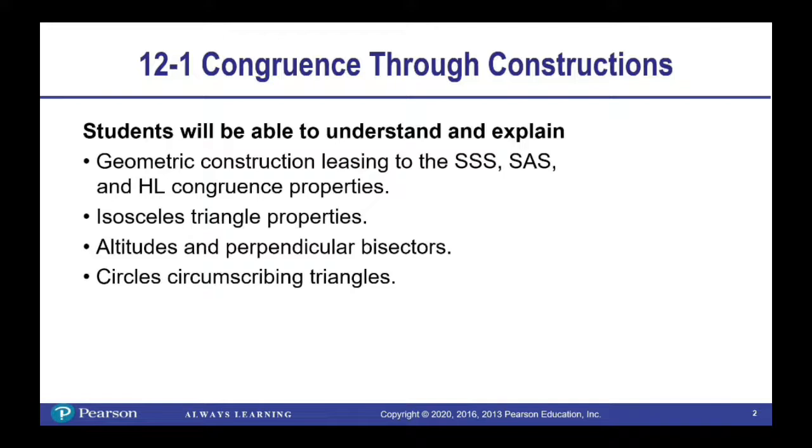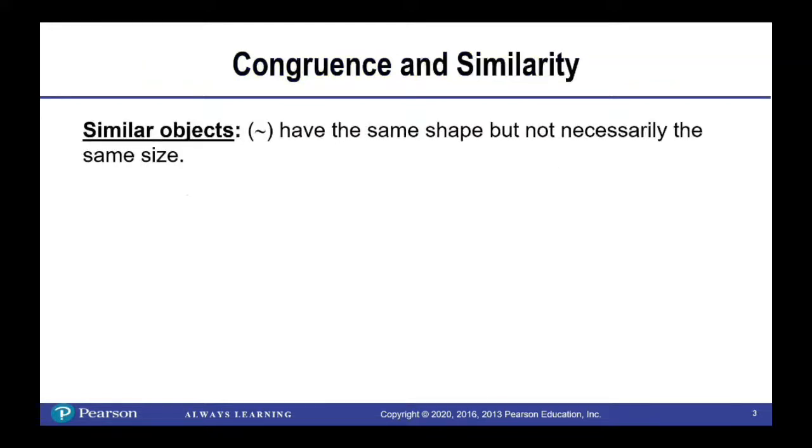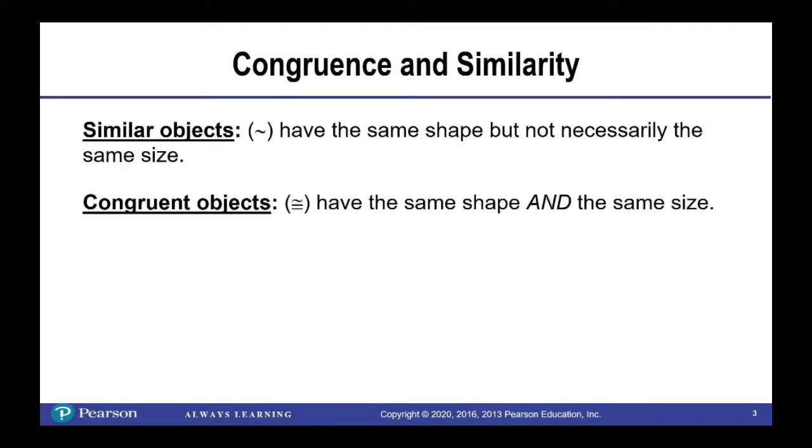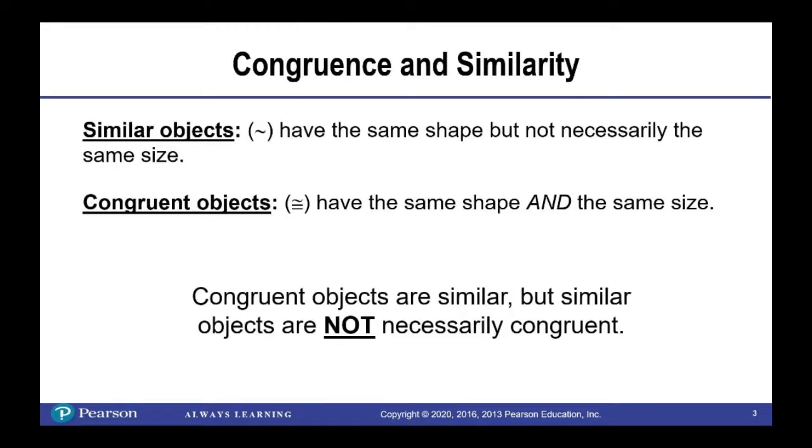So let's get started. Similar objects have the same shape, but not necessarily the same size. The symbol that we use for similar is a squiggly line called a tilde. Congruent objects have the same shape and the same size. Now notice the symbol that we use for congruent is an equal sign with the squiggly line over it. Congruent objects are always similar, but similar objects are not always congruent.